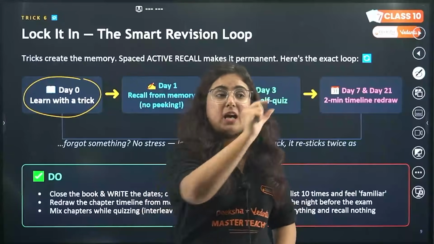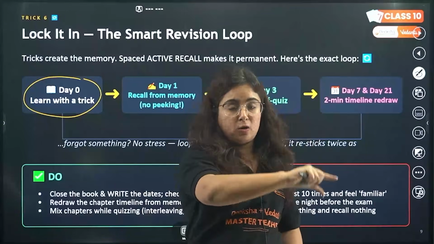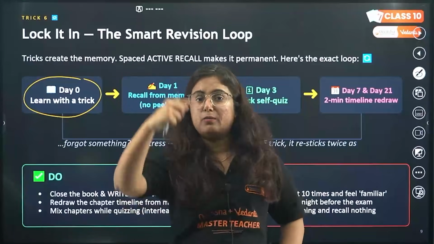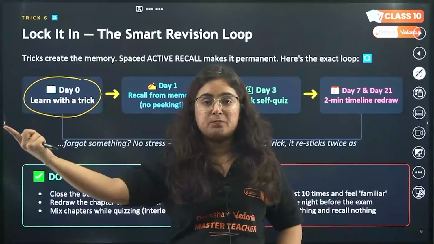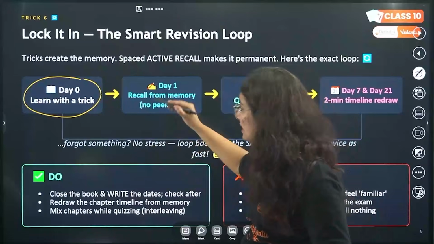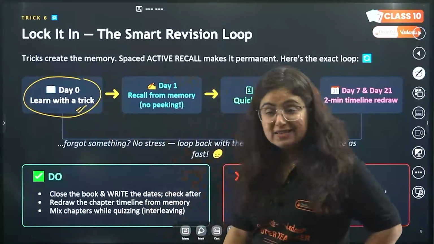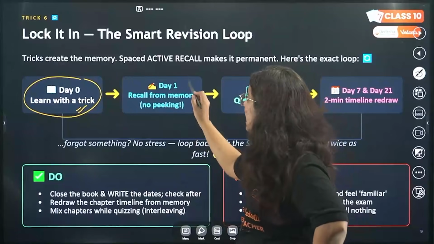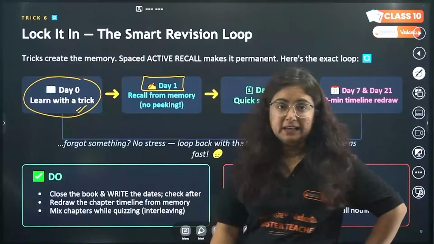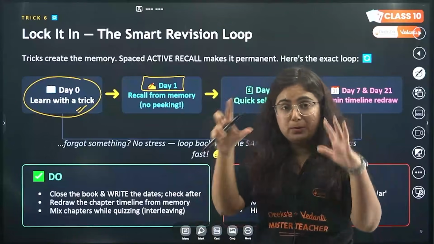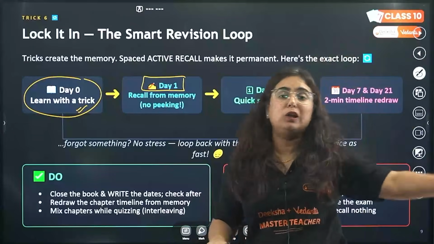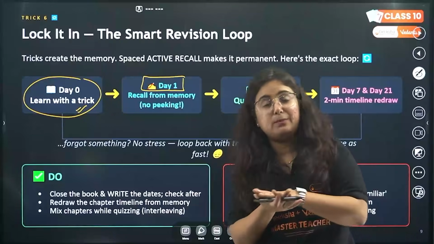Dividing into like, 1919, Rowlatt Act, then plus 10, what happened? Plus 10, what happened? So when you make those patterns, learn it with the trick. Once you are done with learning, beta, next day, before opening the book, try to recall all those major events, closing the book itself.